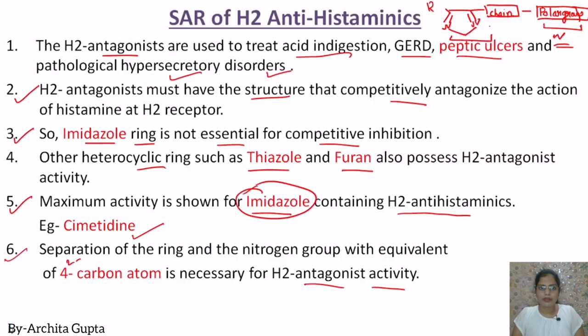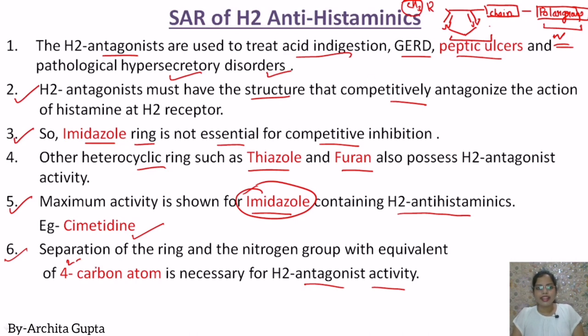Let me just summarize for you. The first point is about the heterocyclic ring. You have to remember that the imidazole ring is not compulsory here. Thiazole and furan can also be present. With methyl substitution on the alkyl, cimetidine is formed.